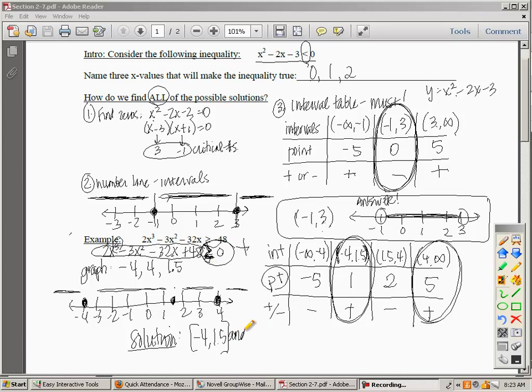And from 4 to infinity, and infinity never gets brackets. Please be careful with that. So there's my solution. Again, we're asking you also to put it on a number line.